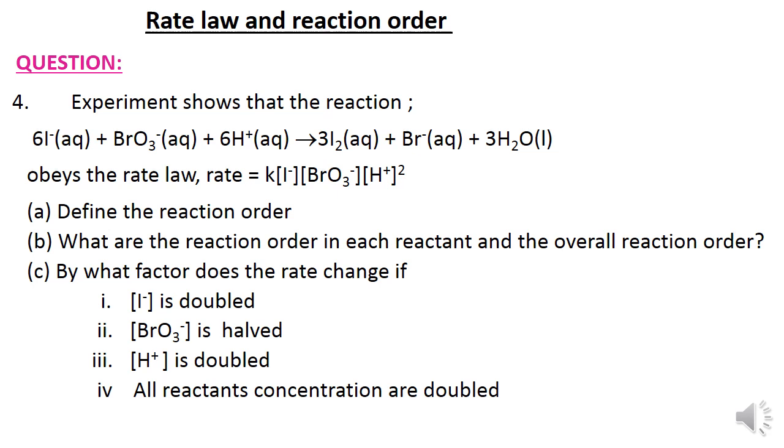C. By what factor does the rate change if 1. Iodide is doubled, 2. Bromate is halved, 3. H plus is doubled, 4. All reactant concentrations are doubled.